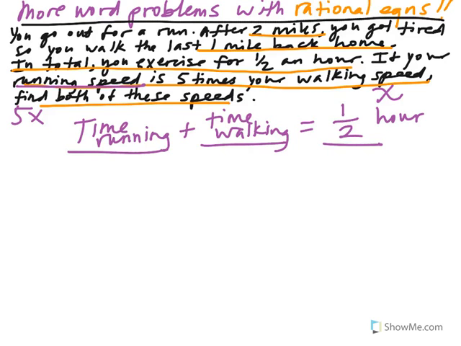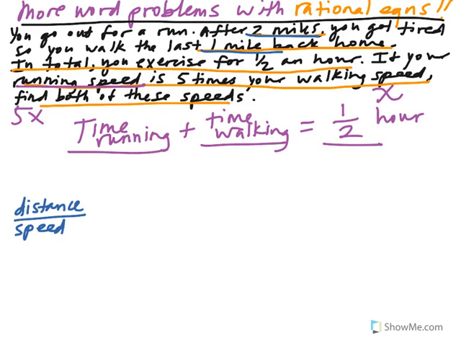Okay, now the key thing to realize is that we know we ran for 2 miles, and we have some speed of running, which is a variable, and we walked 1 mile at some speed, which is a variable. So how does this have to do with time? Alright, well, you might remember from class that the time it takes you to go somewhere or cover any distance is equal to the distance you cover, okay, divided by the speed at which you travel.